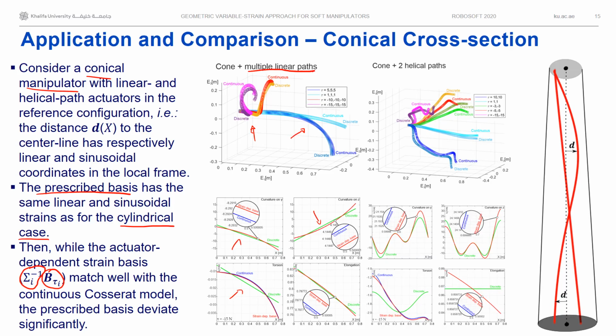This trend is even more evident in the second example, where we consider two helical actuators with different pitch, and the difference now between the trivialized model and the generic geometric strain approach is even more evident.